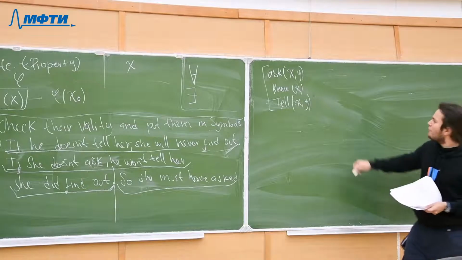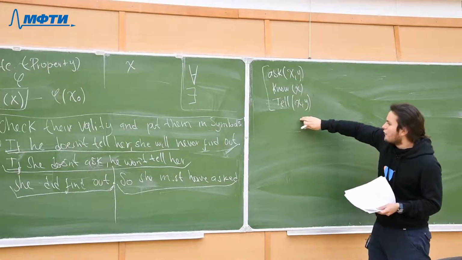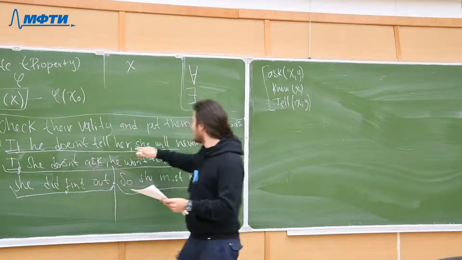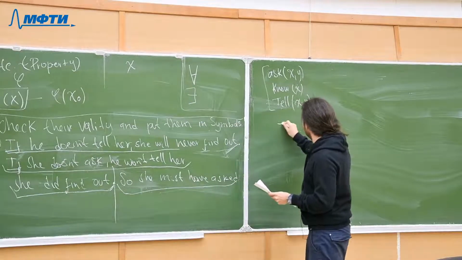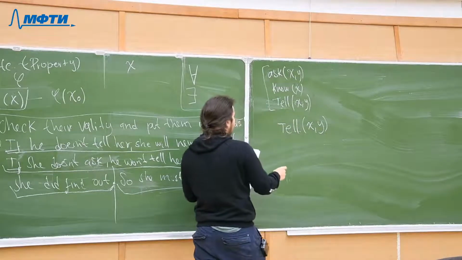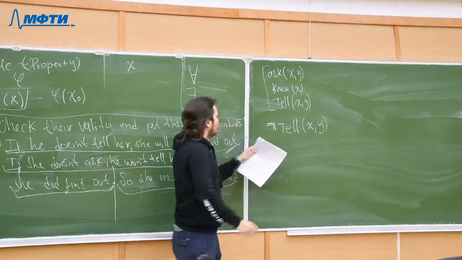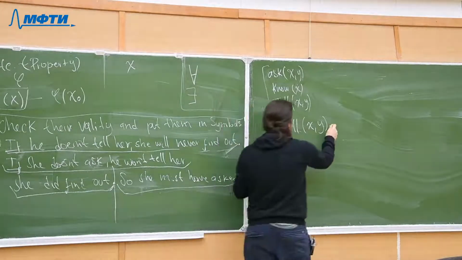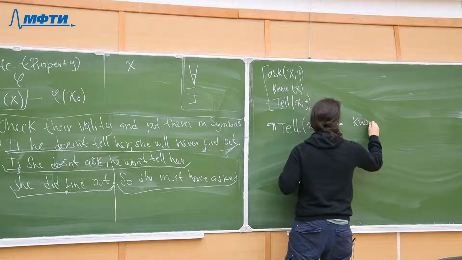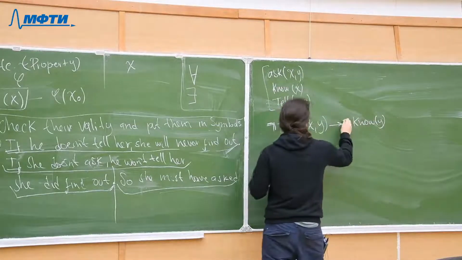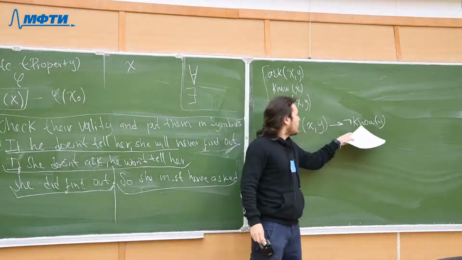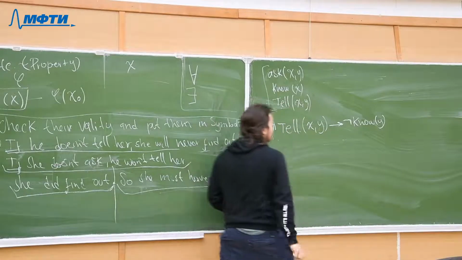Now we have to say this using symbols. Let's begin. If he doesn't tell her, so tell(x, y), then she will never find out, so known. If he doesn't tell her, she will never find out. This is the first one.